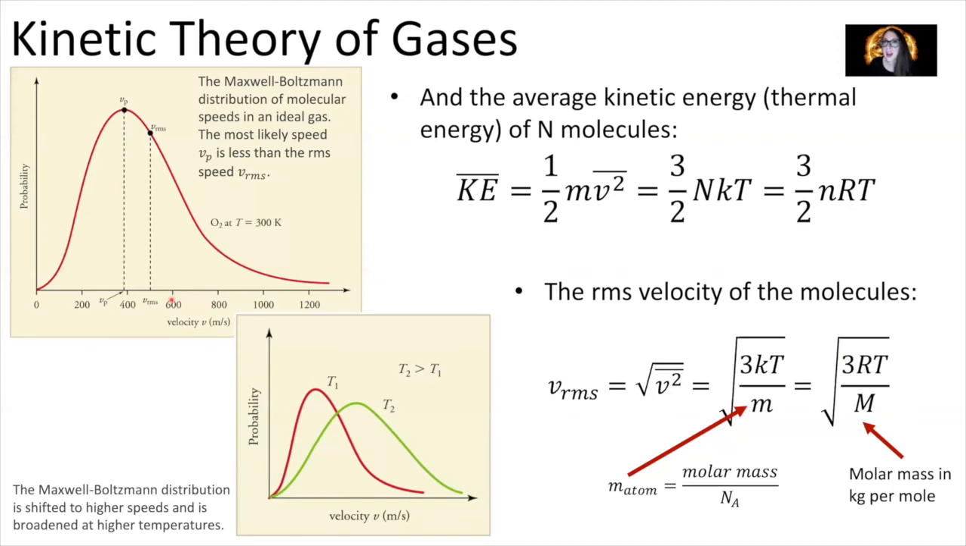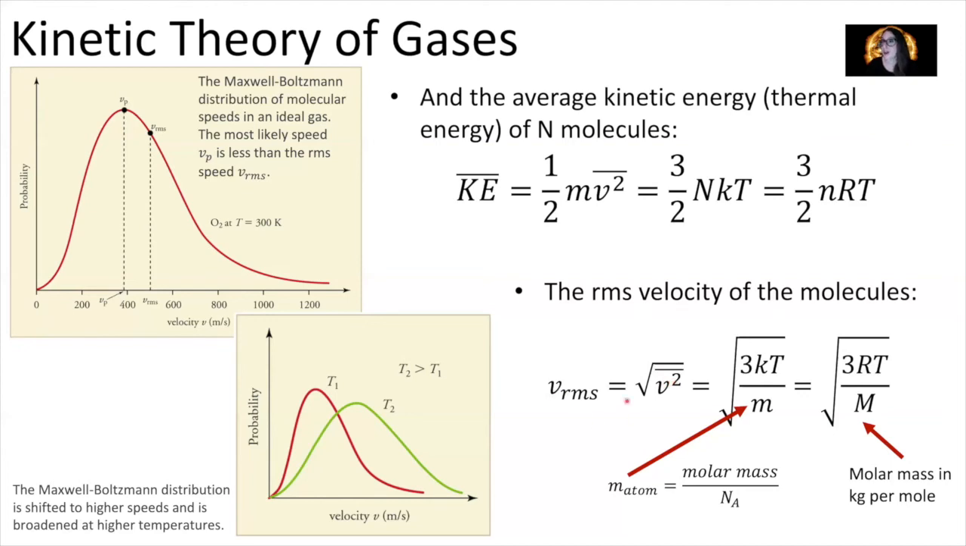So again, the average kinetic energy, or you can also think about it as the thermal energy of the system. The average kinetic energy of n number of molecules is equal to 1/2 mv squared, which is equal to 3/2 nkT. That's also equal to 3/2 little n, which is the number of moles, times our constant RT. We will introduce a new quantity that we call the RMS velocity of the molecules, or the root mean squared velocity of the molecules, which is just the square root of your average velocity squared.